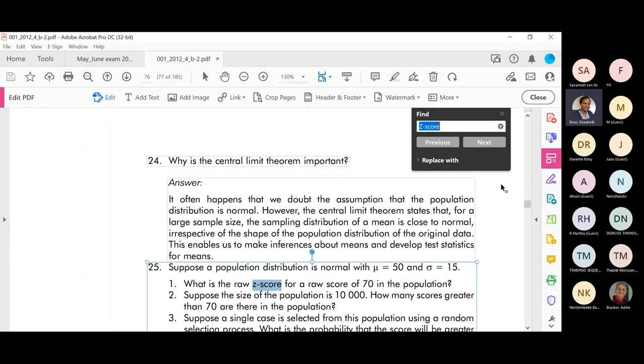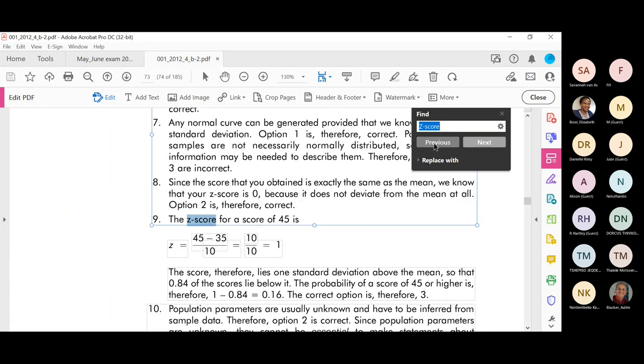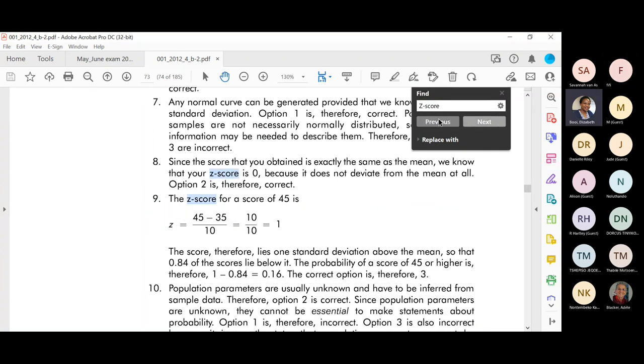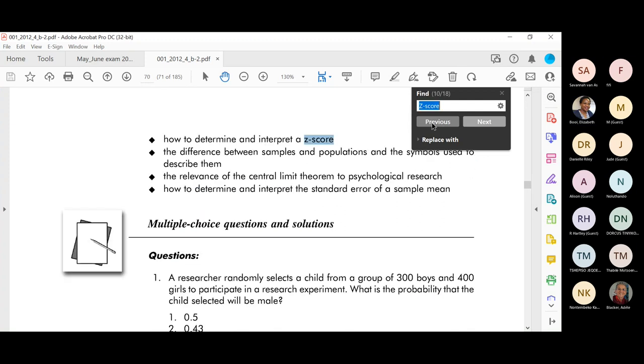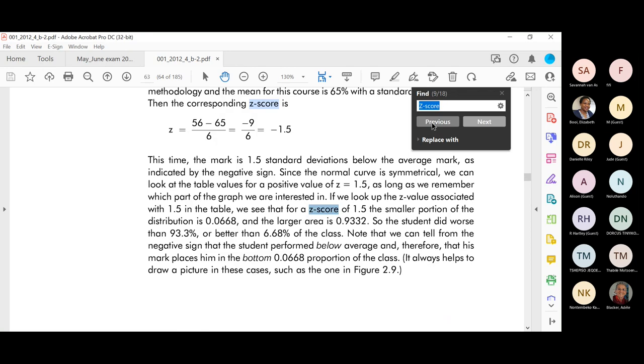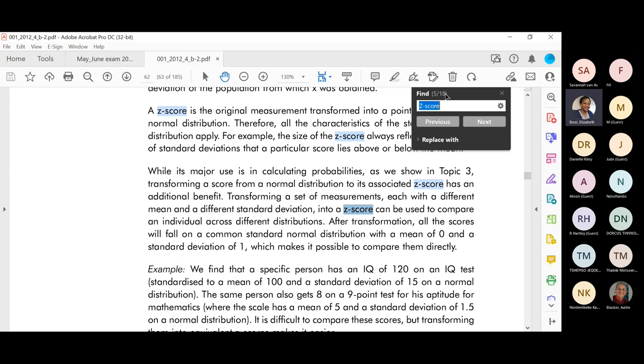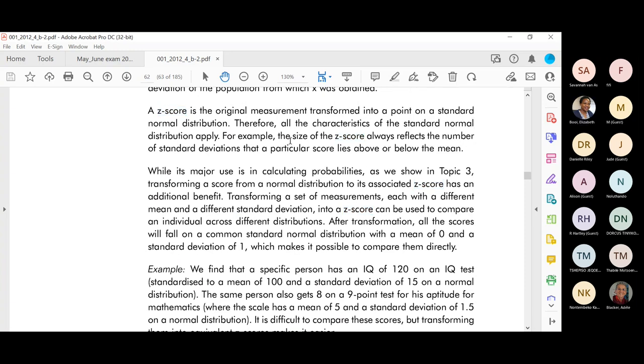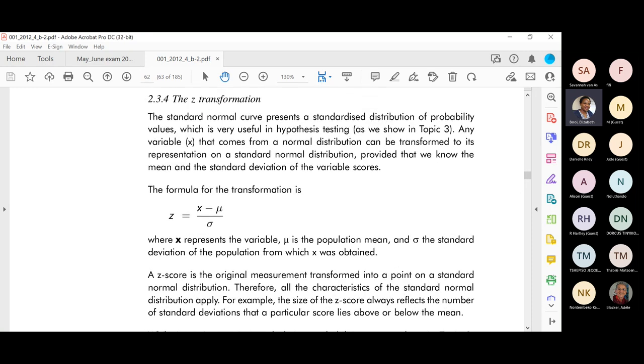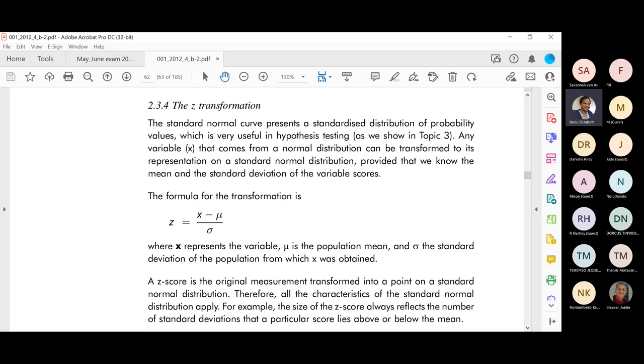That one is a very tricky one. How many Z score are there? There we go. There is our answer. A Z score is the original measurement transformed into a point on a standard normal distribution. And that doesn't answer the question why we transform. Z transformation.